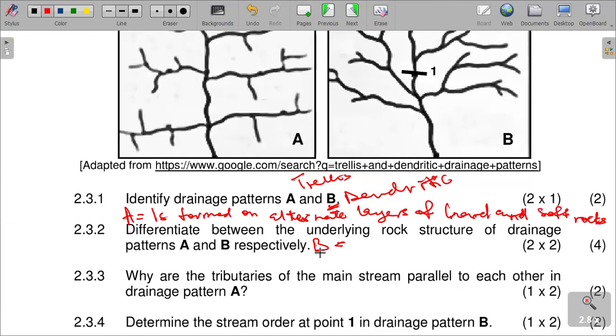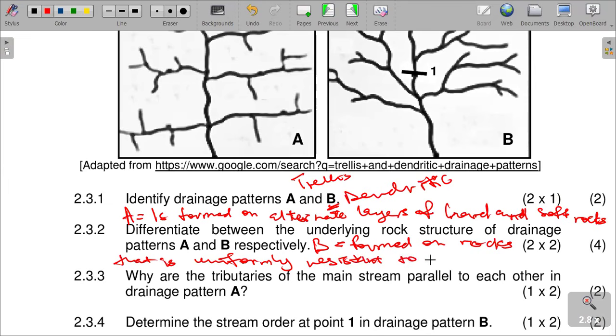It is formed on rocks that are uniformly resistant to erosion. That is where we find dendritic drainage pattern, formed on rock structures that are uniformly resistant to erosion. We found B. A is found on rocks of alternating layers of hard and soft rocks.